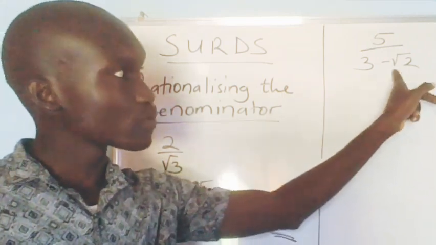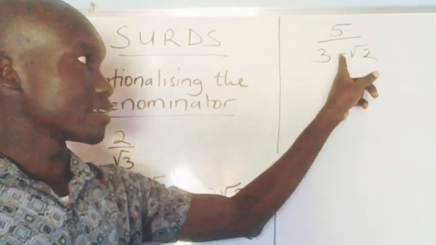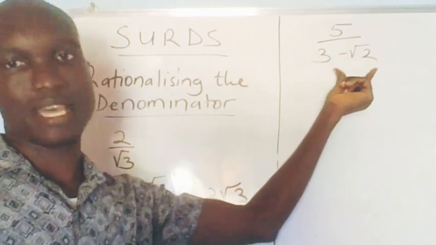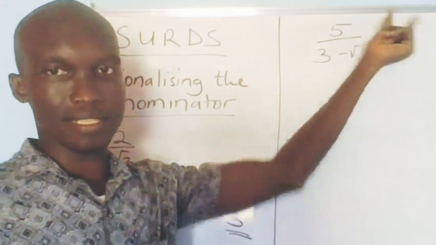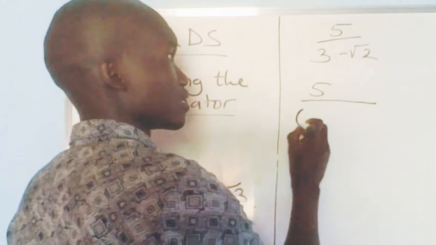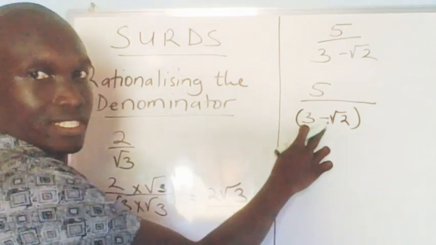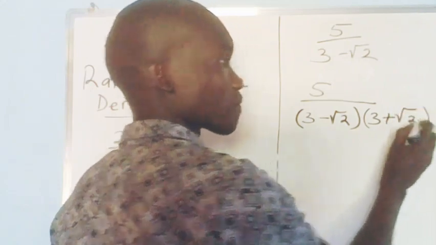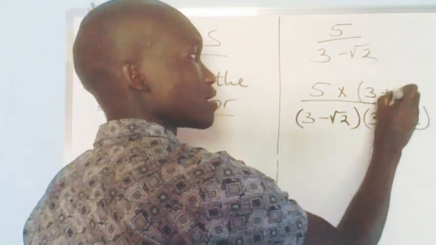Now let's see how we can remove this negative root 2 from down here. When you're given a number like this with a sign in the middle, for you to be able to rationalize the denominator, you have to get the opposite of this sign. Get the opposite of this sign, multiply down here, and multiply the same opposite up. So that we are going to have 5 over, this time we put them in brackets, 3 minus root 2. We get the opposite of this negative, which will be positive. So this time we're going to have 3 plus root 2. Now what we do down here, we do up. So we multiply this same with 3 plus root 2.